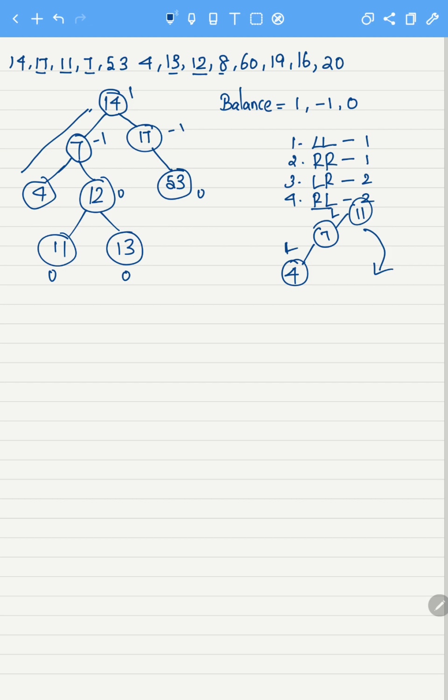Okay, the next element that you have to insert is 8. 8 is less than 14, and greater than 7, but less than 12, and less than 11. So 8 will be inserted here. Okay, now again you have to calculate the balance factor. So let's update the balance factor.